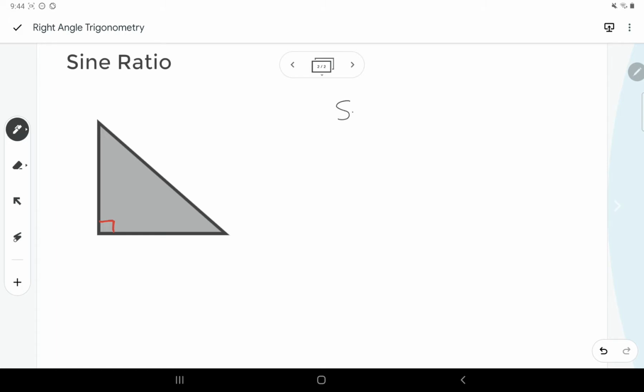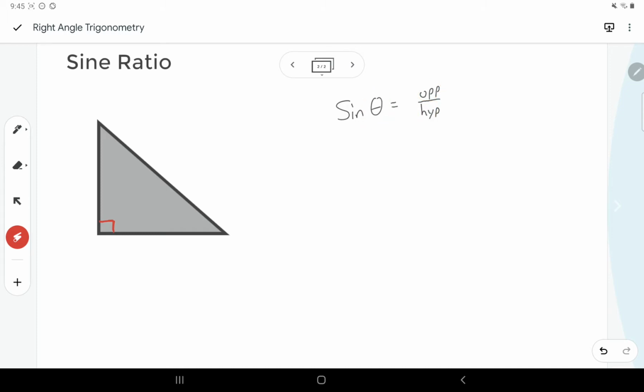It's an equation that says sine of theta. Theta is just a Greek letter. We use it to denote an angle of some sort. And that is equal to the opposite, I write it as OPP, over the hypotenuse, which I write as HYP. Okay, opposite over hypotenuse. So we need to know, okay, what is the opposite? What is the hypotenuse? What is theta?